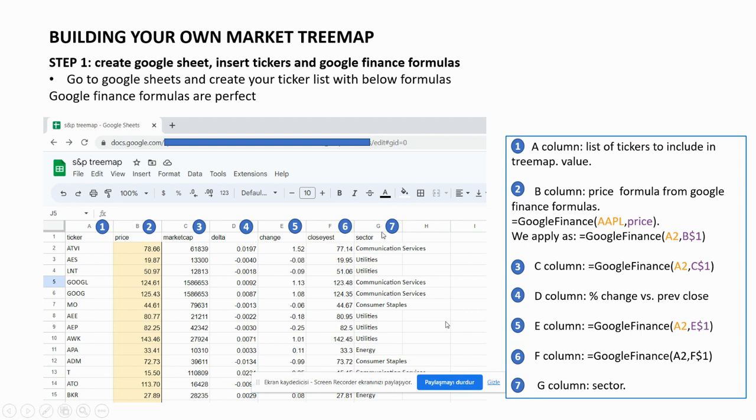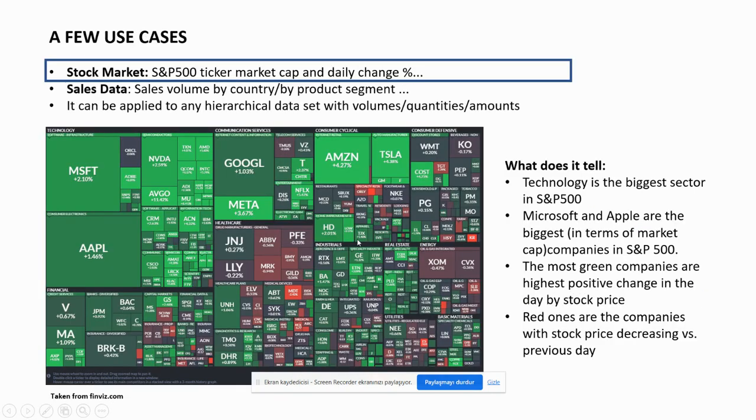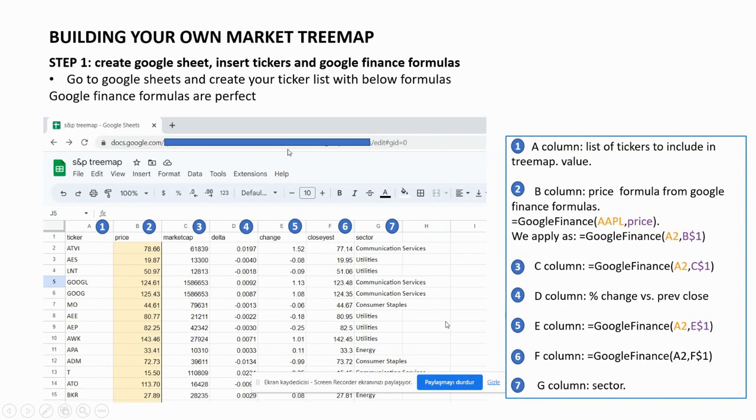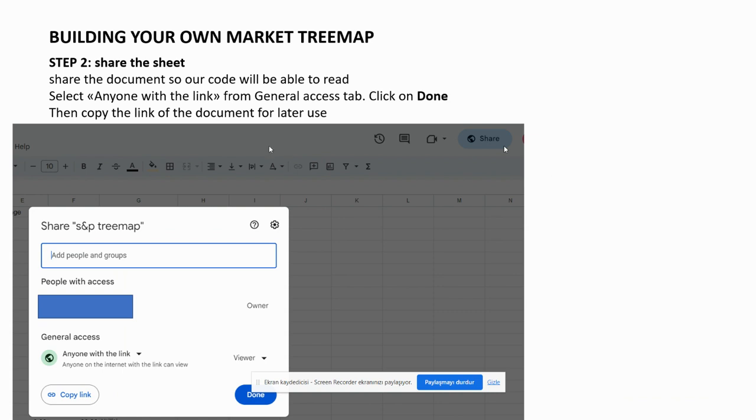In the last column, column G, is the sector, which I have manually entered, copy and pasted alongside the ticker. So the sectors will be listed like this: technology, communication services, etc. This will be your Google Sheets setup. What to do next is another simple step: go to the upper right corner of Google Sheets, click on Share, and in the General Access tab, select anyone with the link.